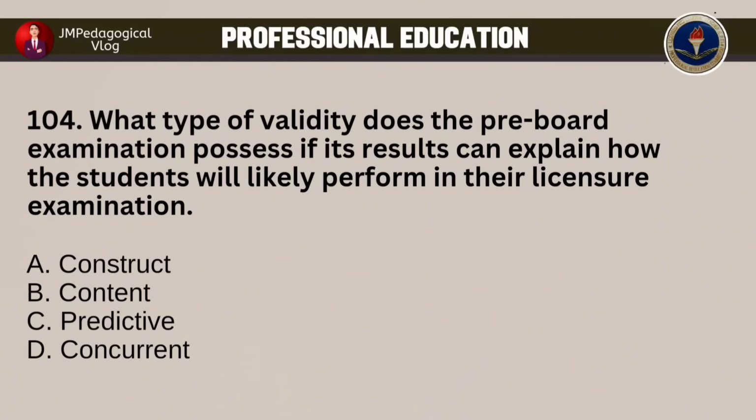104. What type of validity does the pre-board examination possess if its results can explain how the students will likely perform in their licensure examination? A. Construct. B. Content. C. Predictive. D. Concurrent. C. Predictive.